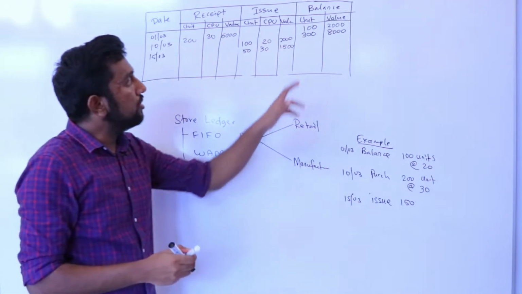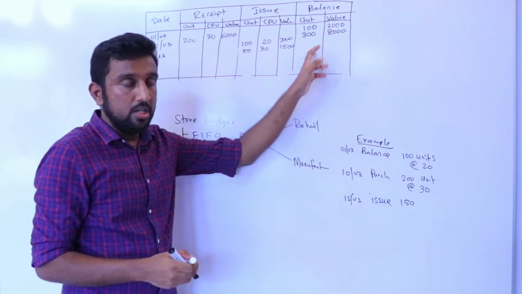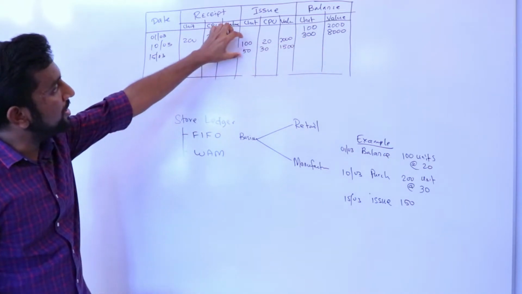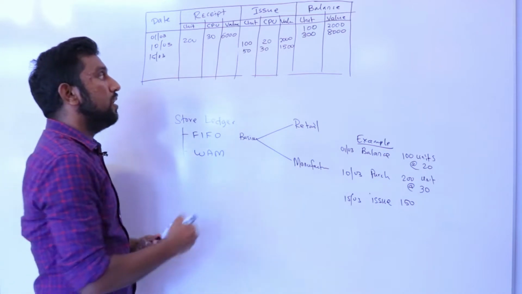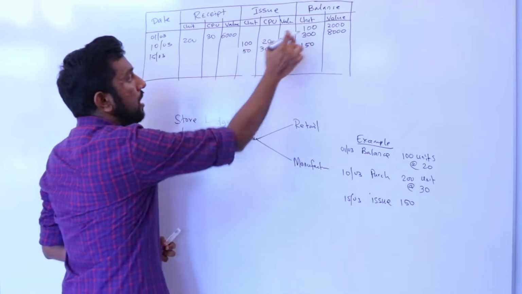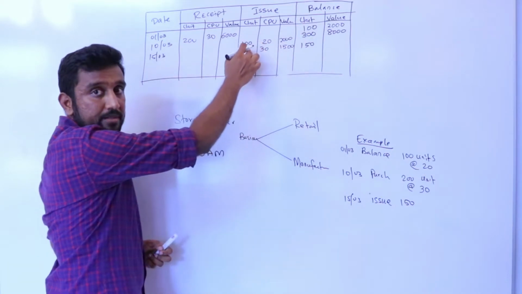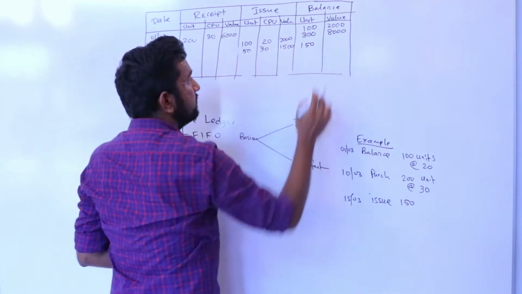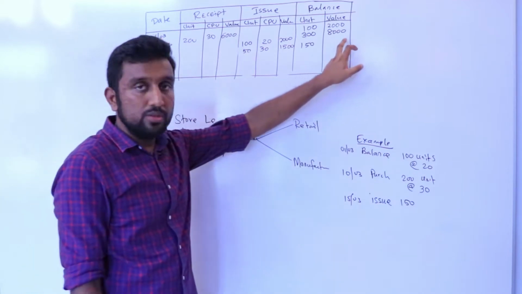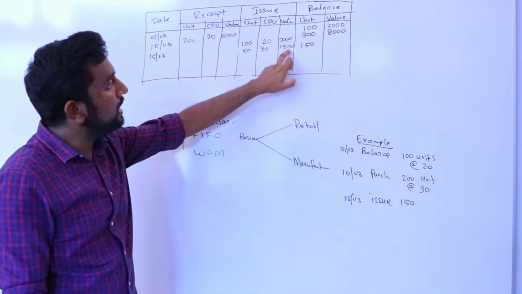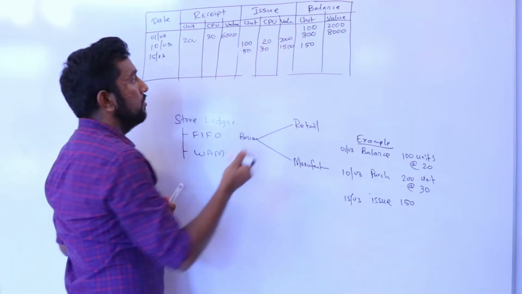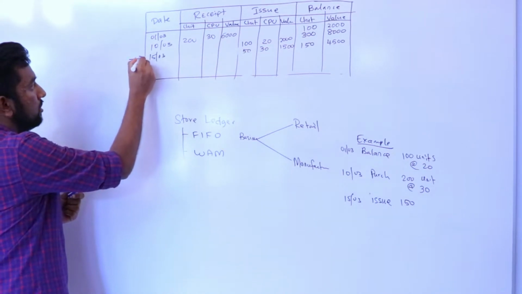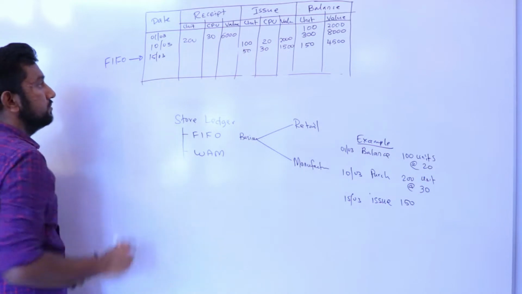Right. In quantity, in units, I have to put what my balance is. I had a balance of 300 and I issued 150. So what would my balance be? 150. Why? I had 300 minus 150. So my balance in store is 150, right? So what is my value? I had a value of 8,000 and I issued 3,500 in total. So my balance is 4,500. So this is how we do it in FIFO.